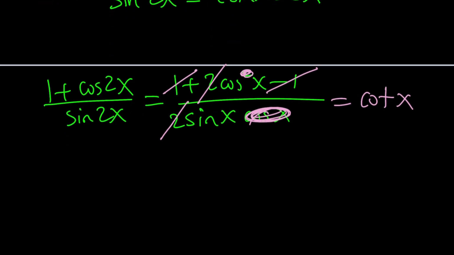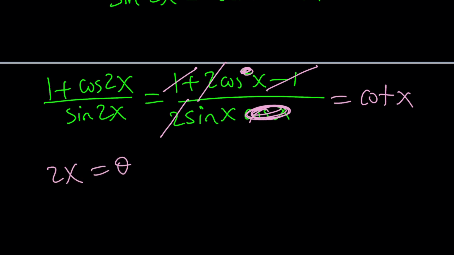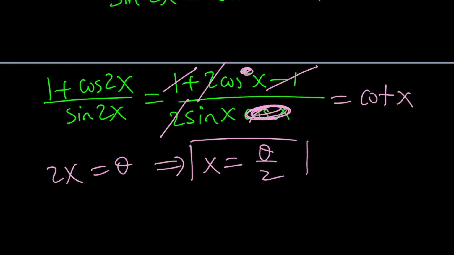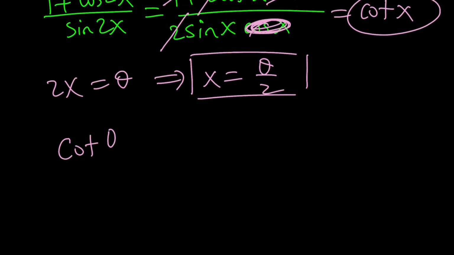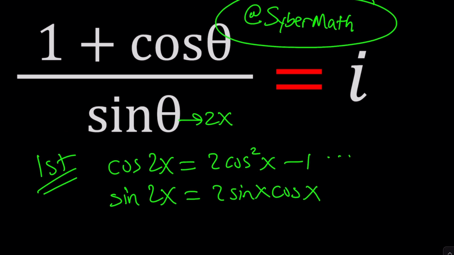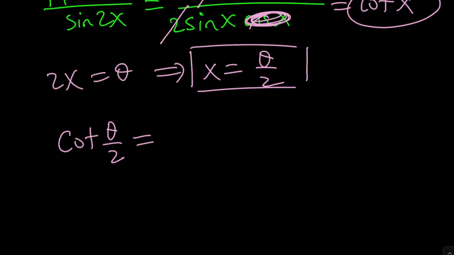If 2x is theta, that means x is half of theta. Great, right? That's what I meant by half angle and double angle stuff. So we have cotangent x, or cotangent theta over 2, which is the result of this. Of course, under certain conditions, you don't want sine theta to be 0. Be careful. Just try to remember that. And this is equal to i. Okay? What did I say? I said sine theta should not be 0. Cool. Just keep that in mind.